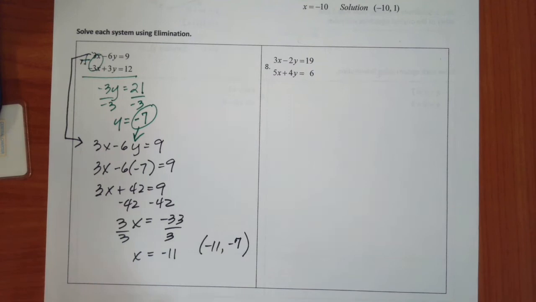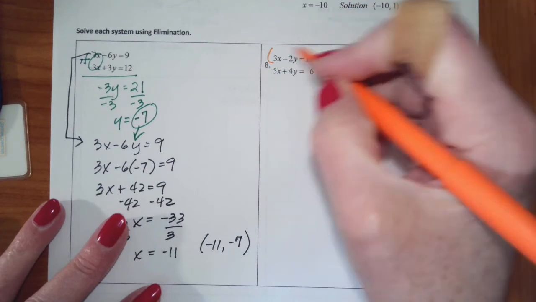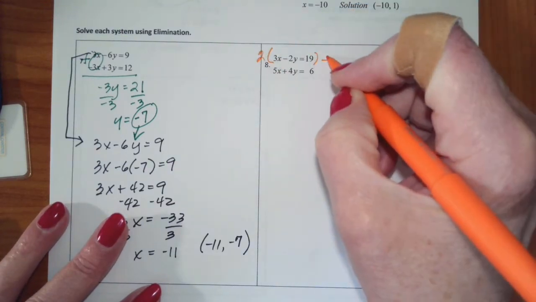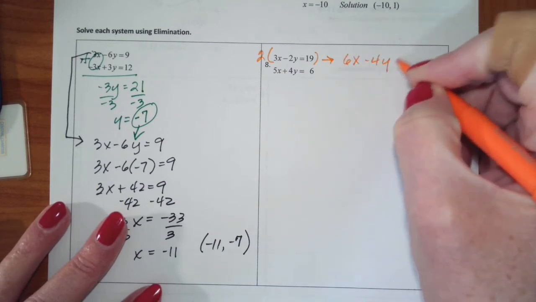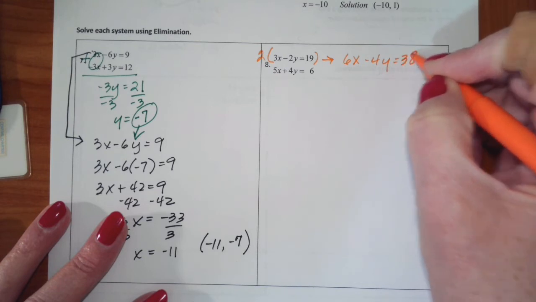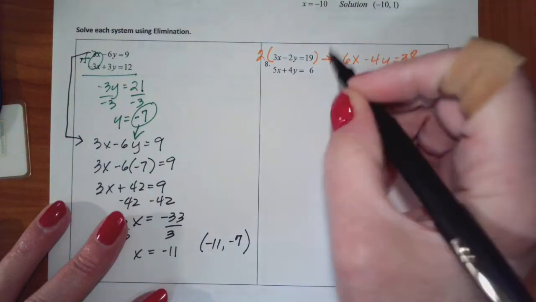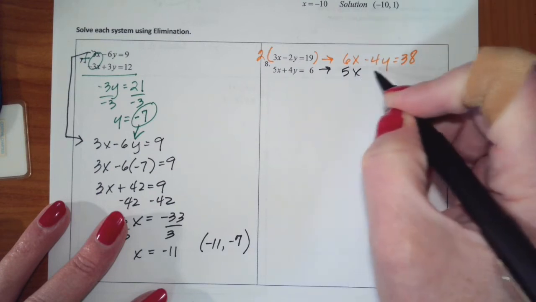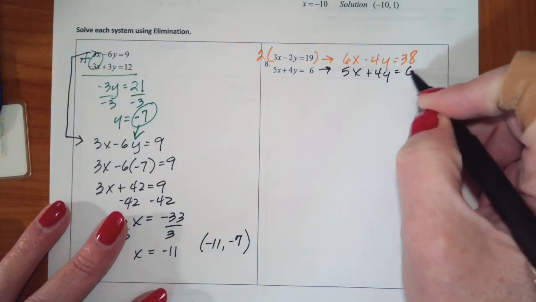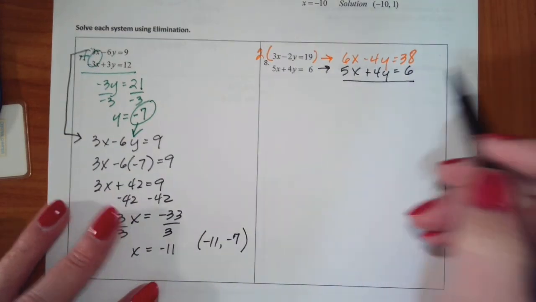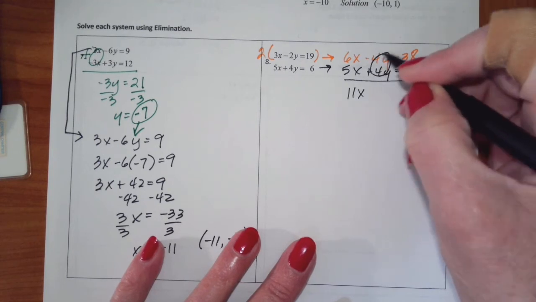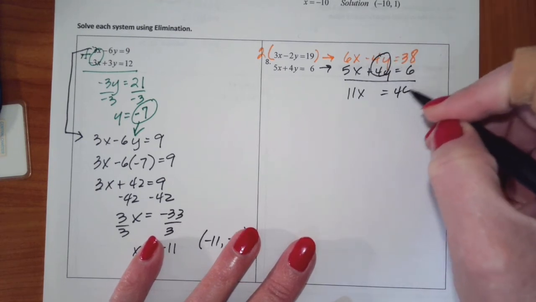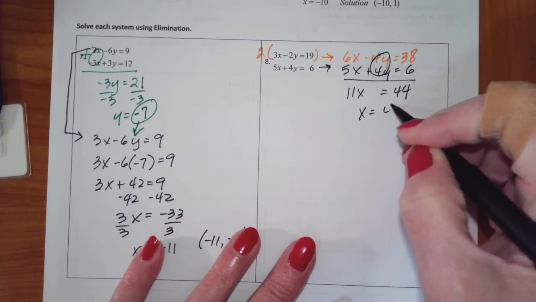So what I'm going to do here, I am going to multiply this top equation here by 2. So this equation becomes 6x minus 4y equals 38. And I didn't do anything to this one, so this becomes 5x plus 4y is equal to 6. Okay. So when I add these together, I get 11x, this becomes 0, and this becomes 44. When I divide by 11, I get that x is 4.